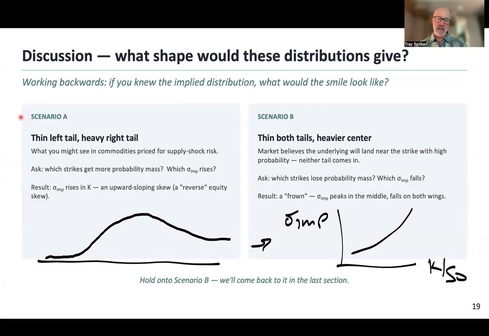What would be an example of this? It turns out that some commodity options show this when there's persistent fear of supply shocks that are driving prices up. You see this in recent times, during the conflict in Iran, where we have this supply constraint coming through the global shipping channels there. Or it could be soft commodities during a drought, so wheat, corn, things like that.